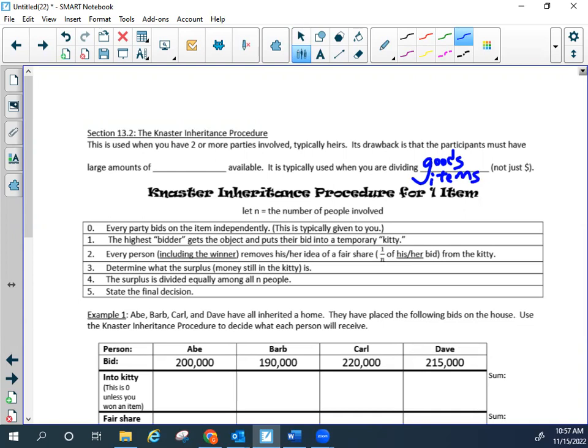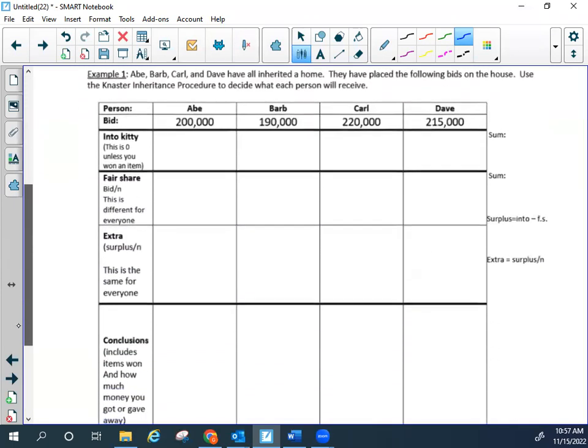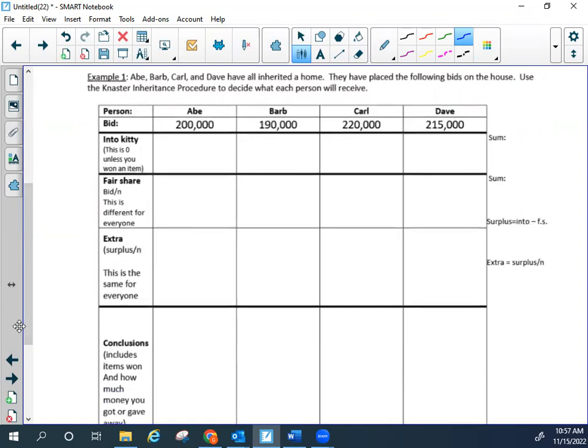But how do we do that with a house? So this really only works if we have large amounts of cash available. So here's how this works. We have an item up for bids here. Abe, Barb, Carl, and Dave, they've inherited a house. And so what we want to do is figure out how much should one of them pay for the house. Not everyone feels like the house is worth the same amount. So what they're going to do is bid on it. And the winning bid is going to get the house.